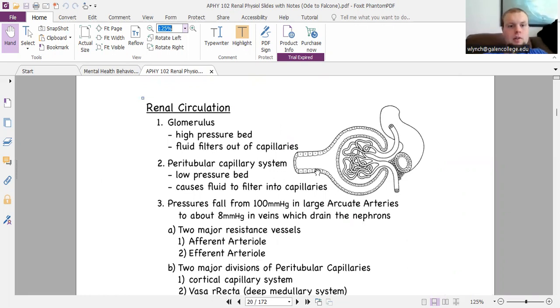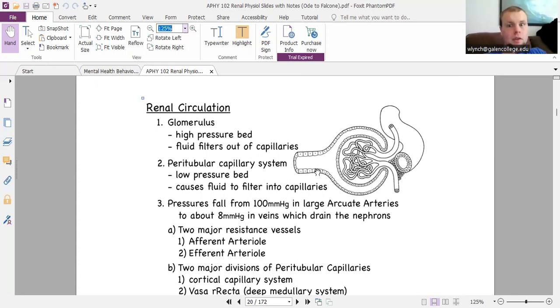This is what we know as the peritubular capillary system. Okay, the peritubular capillary system is going to be after it exits via the efferent arteriole. The efferent arteriole is now a lower pressure. So the glomerulus is a higher pressure. Then once the blood exits through the efferent arteriole, the pressure is going to become much less. And this is going to cause the fluid to filter into the capillaries.